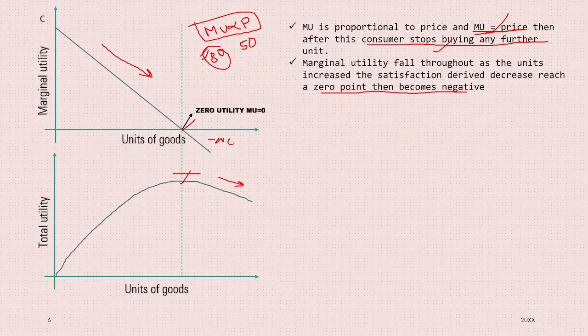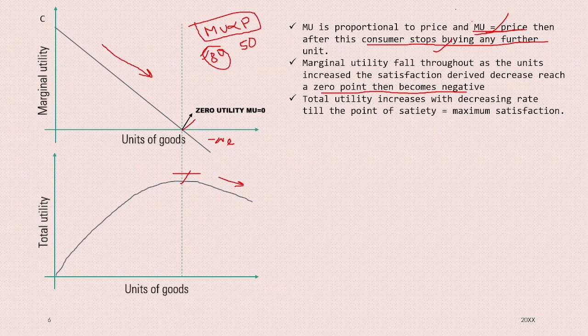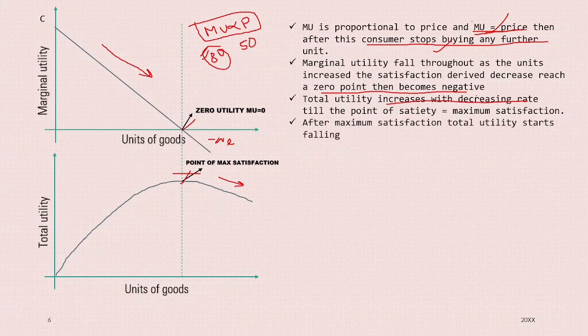Now total utility, it increases but at a decreasing rate. Remember this. First, total utility is increasing, but it is increasing at a decreasing rate and reaches a point of maximum satisfaction, as you can see in the graph. Then after the point of maximum satisfaction, what is happening? It's falling. Okay, so total utility falls after the maximum satisfaction point.